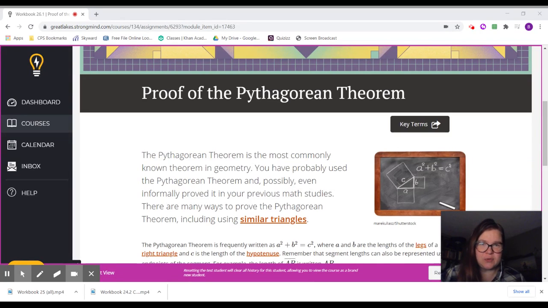Hey, this is Workbook 26, which is a proof of the Pythagorean theorem. There are many proofs of the Pythagorean theorem. And in fact, cool fact, one of the US presidents came up with his own proof of the Pythagorean theorem.